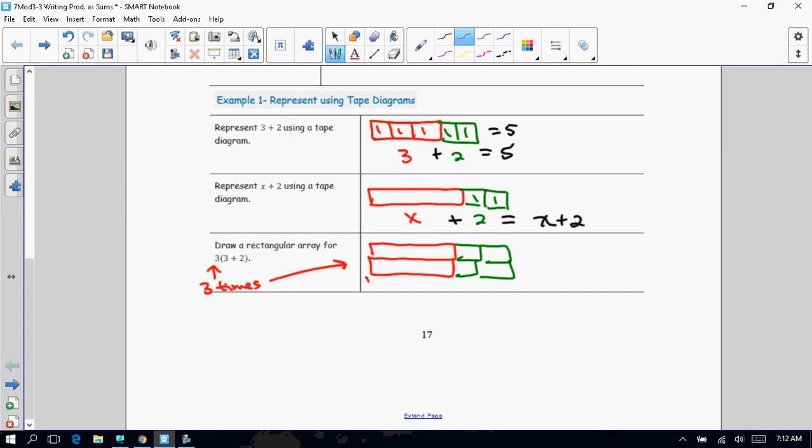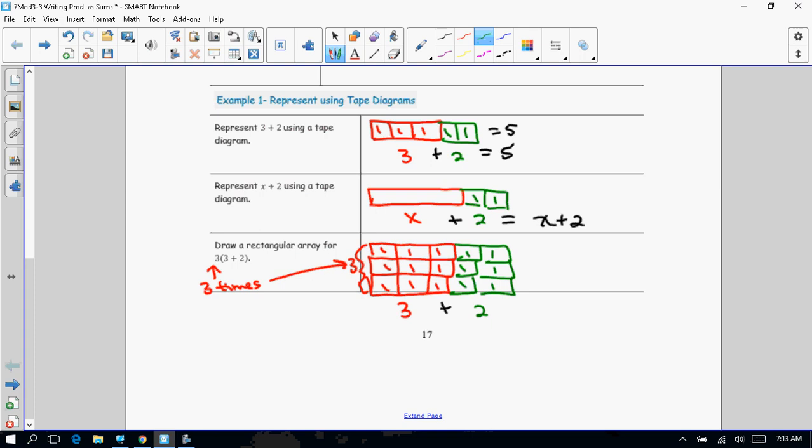And one more set, right? And one more set. So let's see here. This is 1, 2, 3, 4, 5, 6, 7, 8, 9. And then 1, 2, 3, 4, 5, 6, right? This is really 3 sets, right, of 3 plus 2.